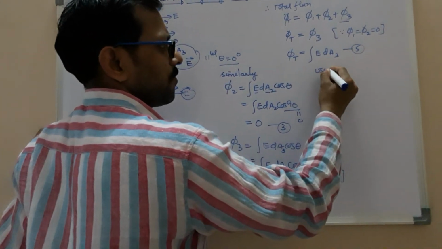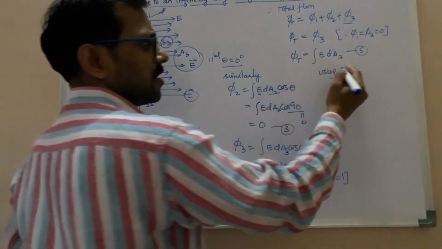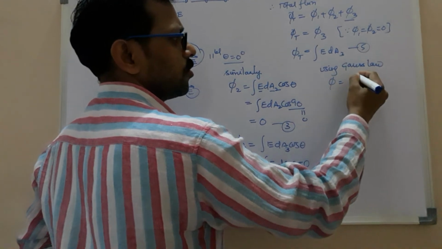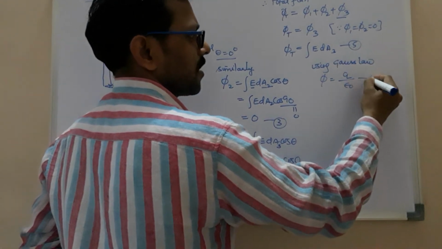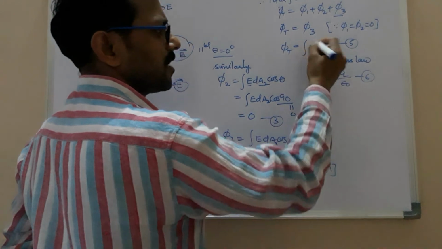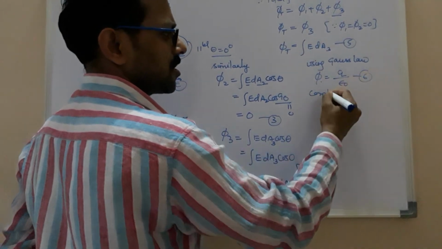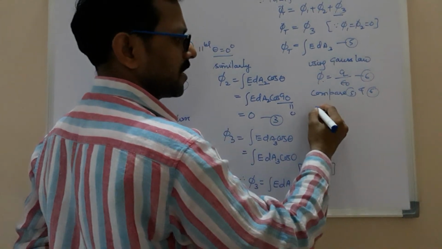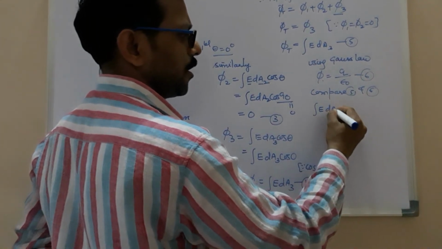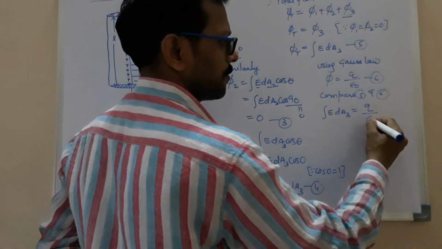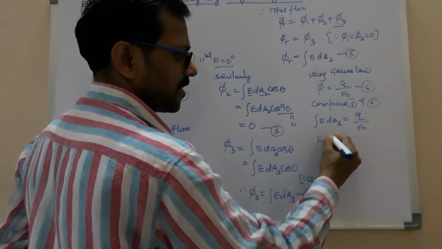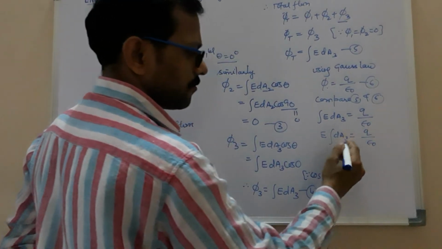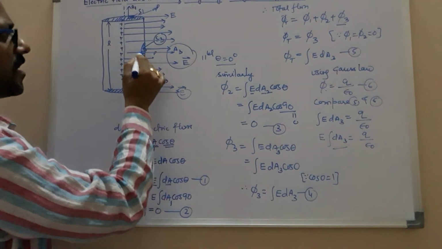Now we have to use Gauss law, and according to Gauss law, phi equals Q upon epsilon naught. Compare this with equation 5, equation 5 and equation 6. What do you get? Integral E dA3 equals Q upon epsilon naught. E is constant, take it out. E integral dA3 equals Q upon epsilon naught. And what is the integral of dA3? dA3 is the curved surface.